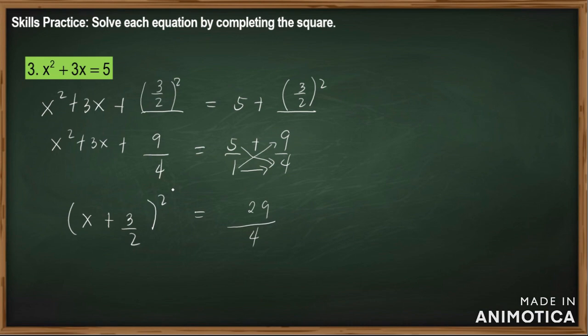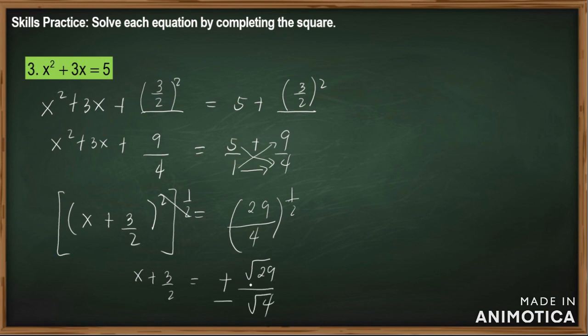Okay. And then we raise both sides to 1/2. And then we apply power law here. So we have x plus 3 halves is equal to, then any number raised to 1/2 is its square root. So we apply power law to quotient. So we have square root of 29 over square root of 4, positive, negative. Then transpose positive 3 halves on the right side. So it becomes now x is equal to negative 3 halves plus minus square root of 29.